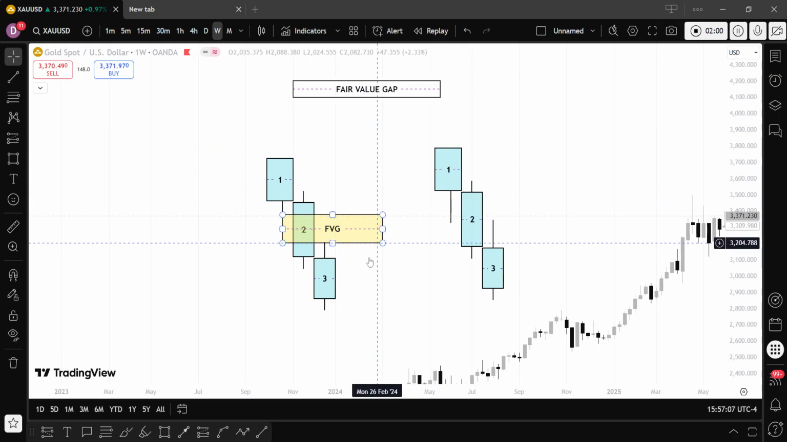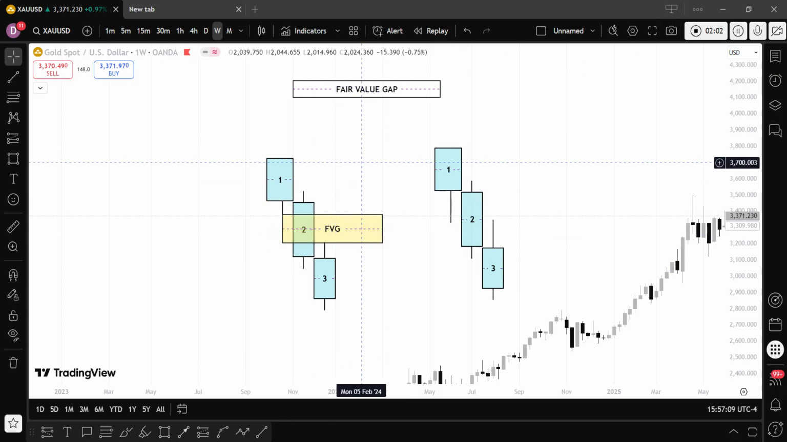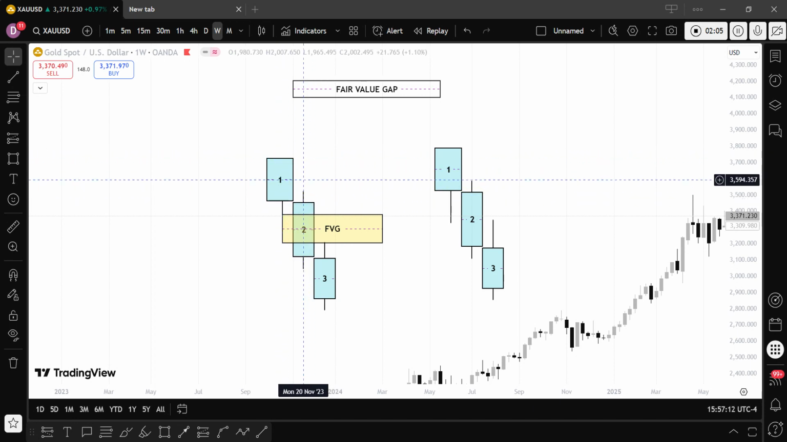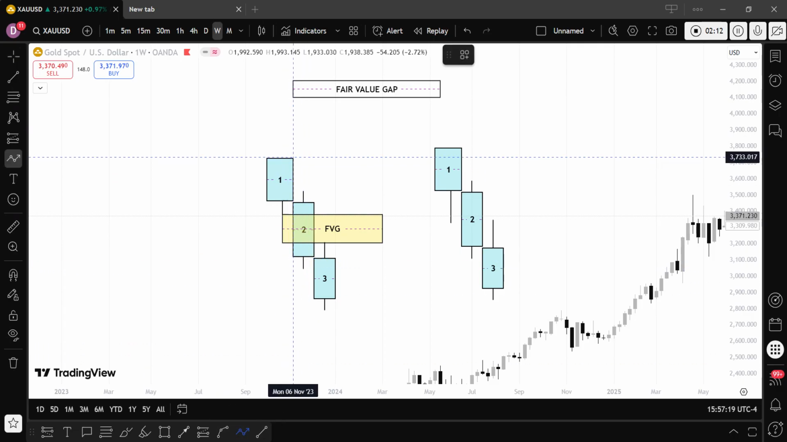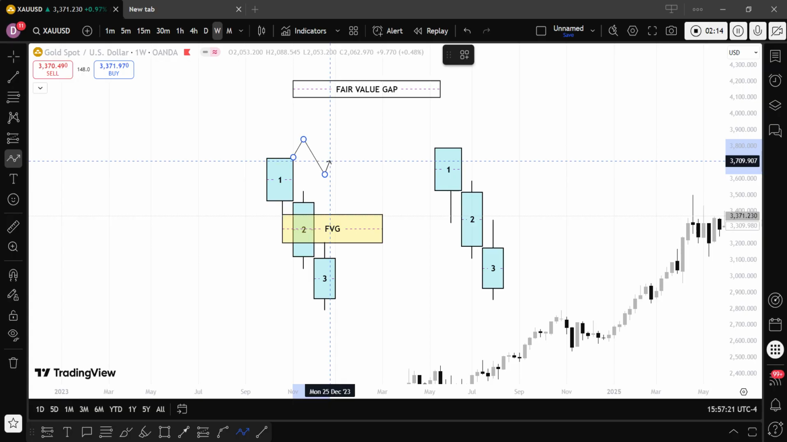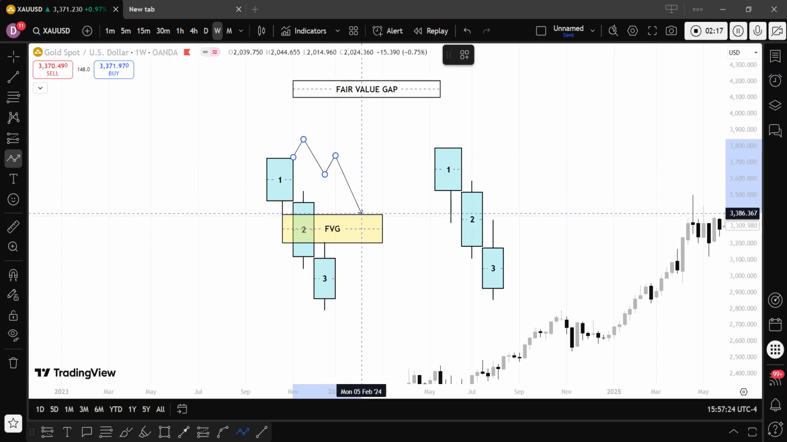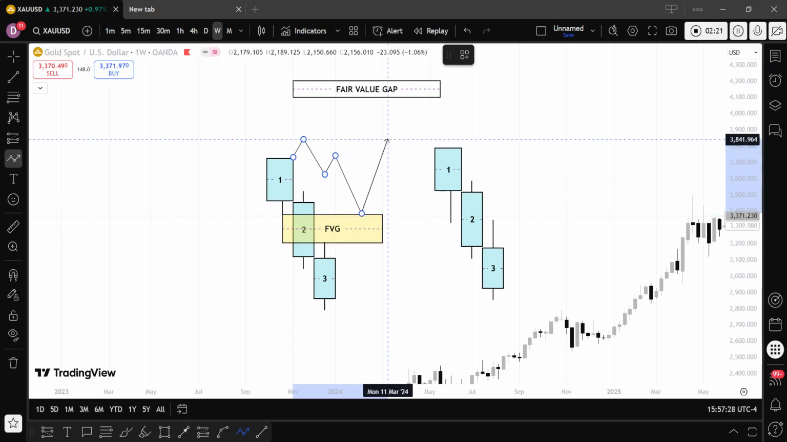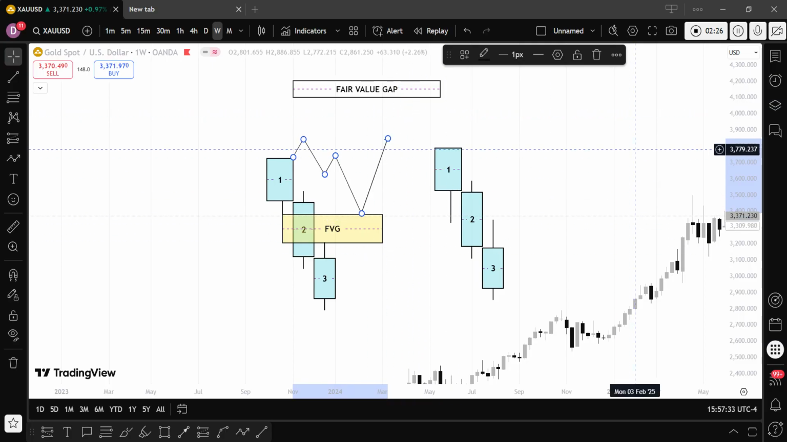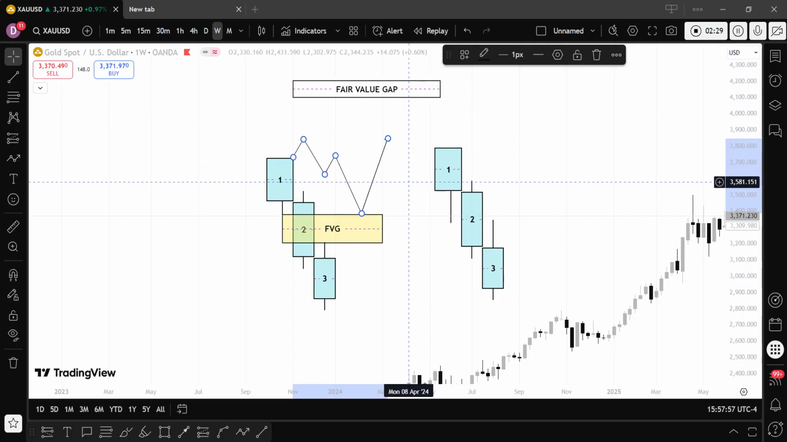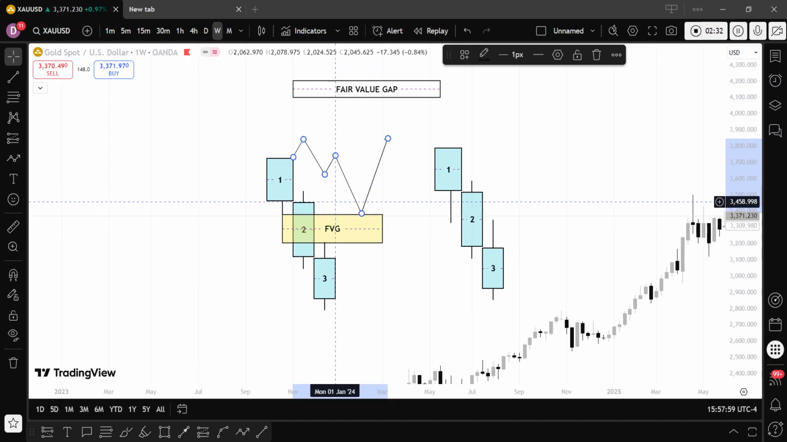Now, as you can see, why are these fair value gaps very important? We know the market moves to fill these imbalances and inefficiencies. So we anticipate that the market will retrace back to this fair value gap and offer us a chance to get into the market. So we anticipate that once the price tags this fair value gap, it will buy from this or either sell from that.